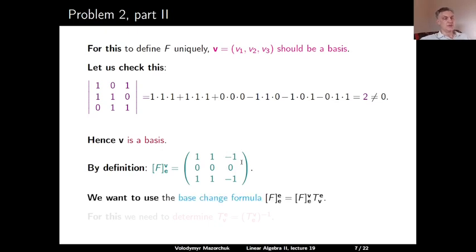We want to determine the matrix of F in the standard basis. For this, we can use the base change formula. So the matrix of F from E to E is equal to the matrix of F from V to E times the transformation matrix from V to E. And so we need to determine the transformation matrix from V to E, which is the inverse of the transformation matrix from E to V, and this is exactly the matrix for which we computed the determinant. So we need to determine the inverse of this matrix.